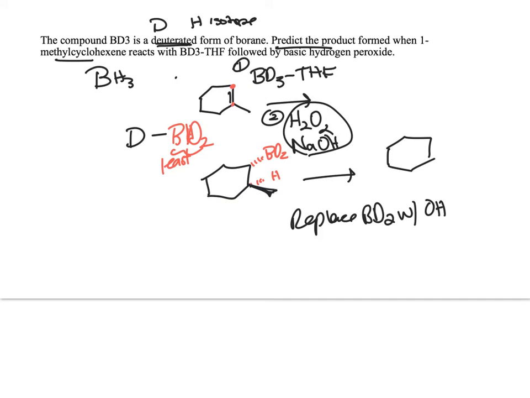So what does that look like? That would look like that right there. Notice you have syn addition of the OH and the deuterium. And that would be an anti-Markovnikov addition because the OH is going to the least substituted carbon of the carbon-carbon double bond.